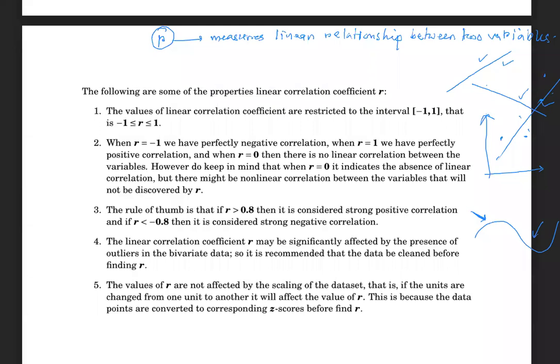Between two variables, you may have no linear correlation, but there may be a correlation which is non-linear. It's very important to keep in mind. You measure the correlation between two variables, but you find it to be almost non-existent. But there may be non-linear correlation.